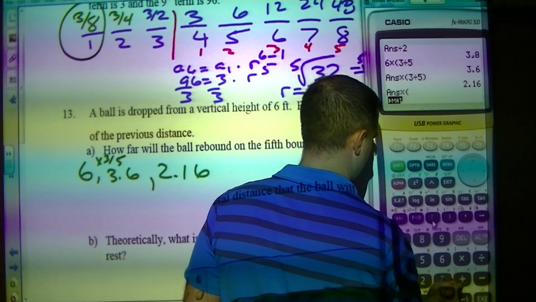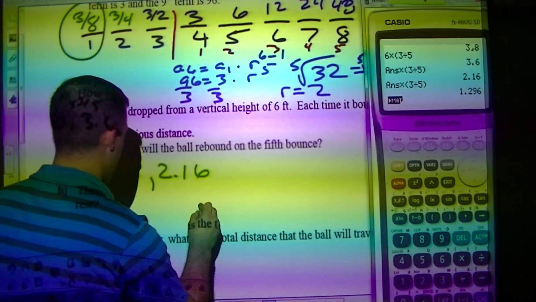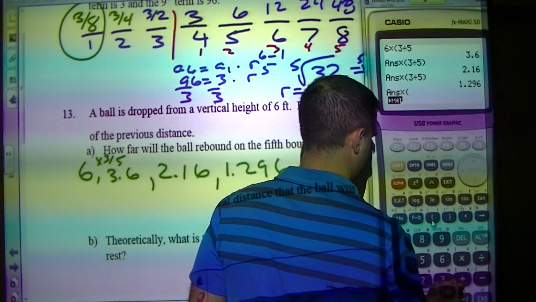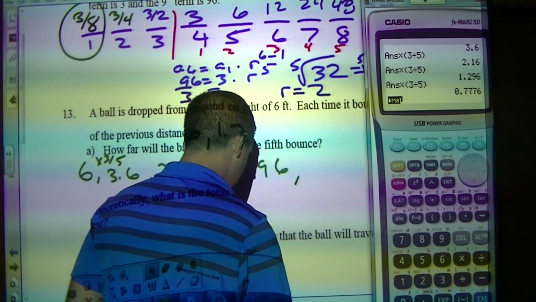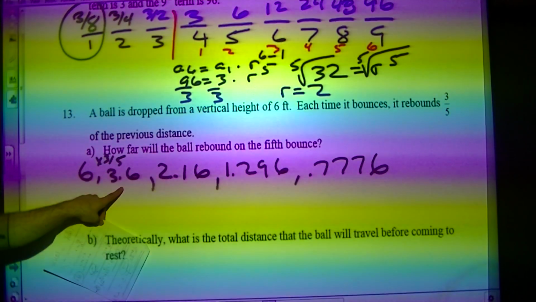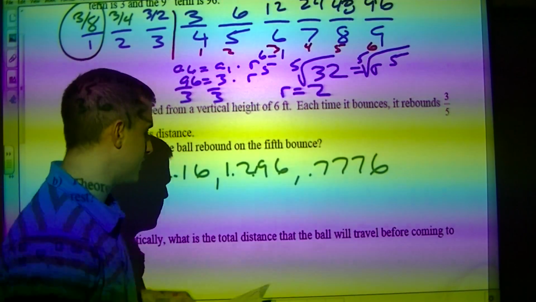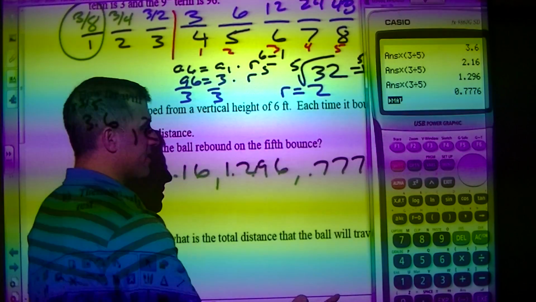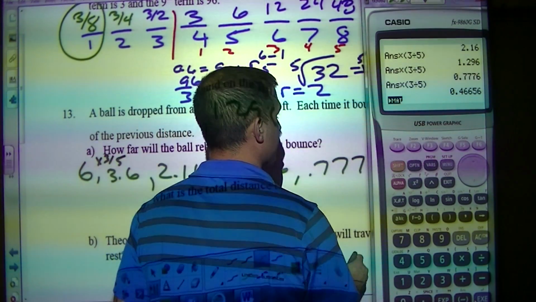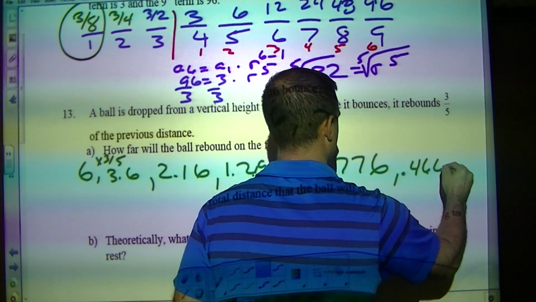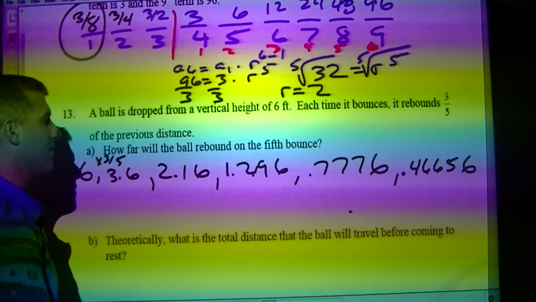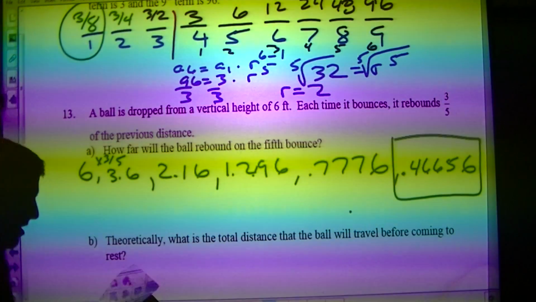Multiply by 3/5 again, I get 1.296. Multiply by 3/5 again, you get 0.7776. Now, it started here: 1 bounce, 2 bounces, 3 bounces, 4 bounces, and this is actually the 5th bounce: 0.46656. So how far will the ball rebound on the 5th bounce? The 5th bounce is actually going to be this. That is the 5th bounce.